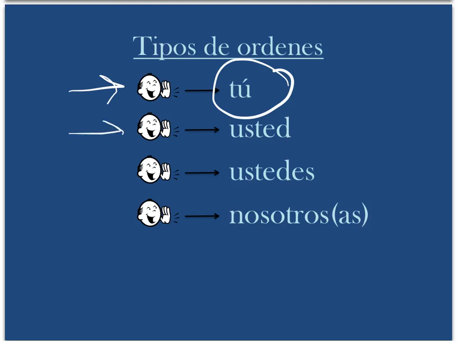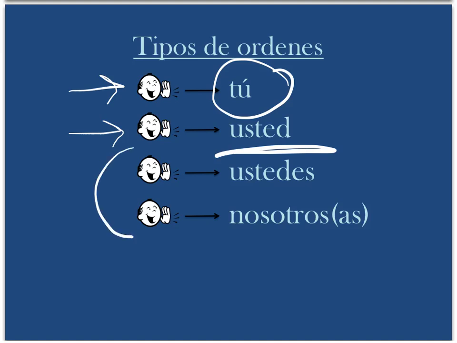However, let's say you want to ask your teacher to do something. You don't want to use the tú form because you're going to sound rude. Instead, you're going to use the usted form. The usted form is more for people you address by last name, or sometimes even, let's say you don't address this person by last name, you just want to sound a little bit more polite. You might want to go with usted.